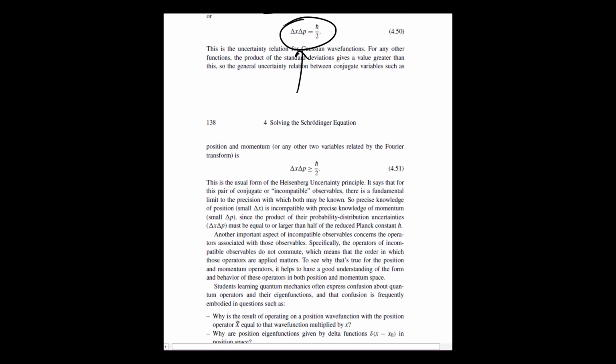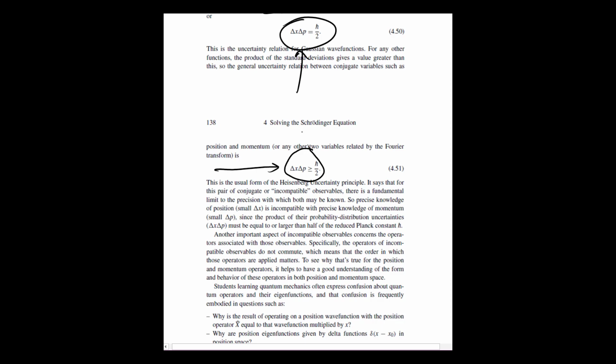If you had used any other wave function, you would have found that delta x, delta p, that is the width in the position and momentum domains, is greater than h bar over 2. So the Heisenberg uncertainty principle is written with greater than or equal to h bar over 2, in which the equal sign applies to Gaussian wave functions.